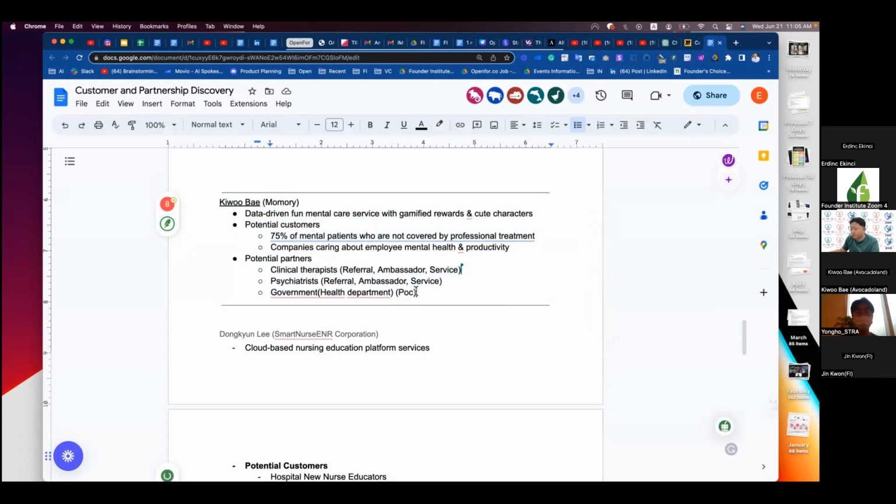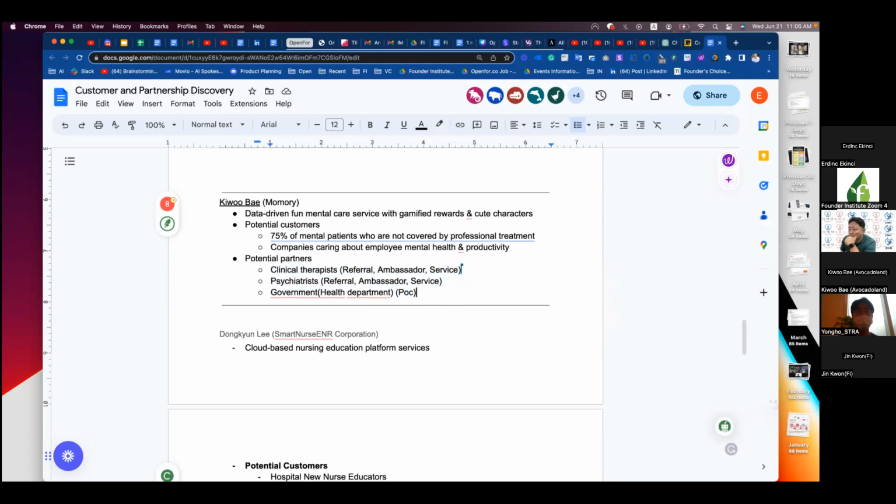Potential parties. Okay, good. So we can see it could be clinical therapists, which is referral ambassadors, the service deal could be physicists, government, which could be a POC. And okay, we can jump into more details on that. Could be larger enterprises who have health and wellness departments. What do you think? I think so.